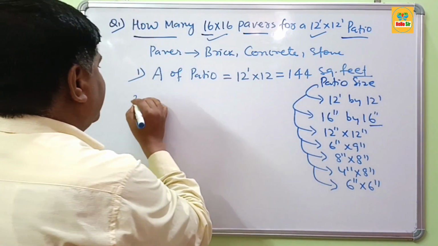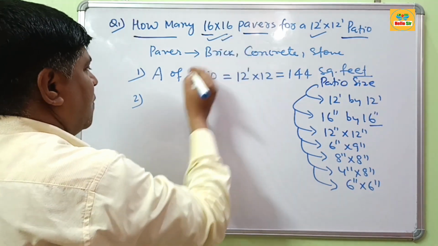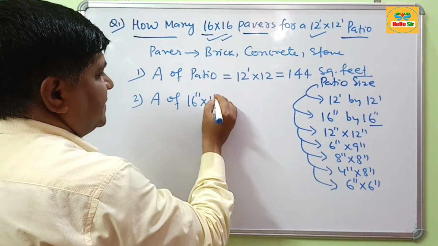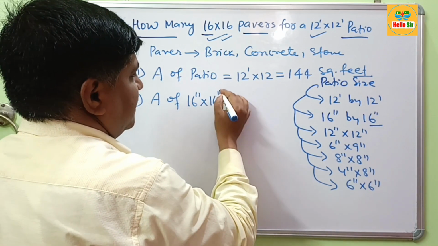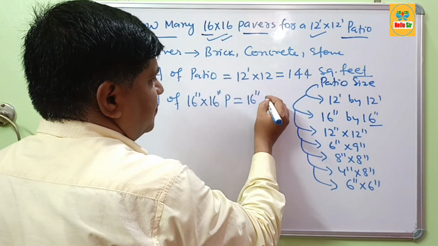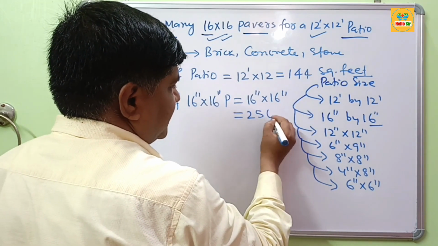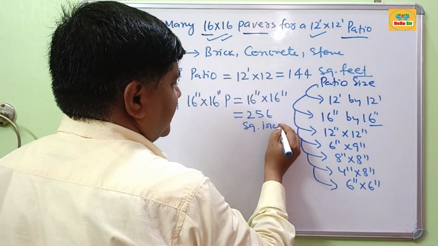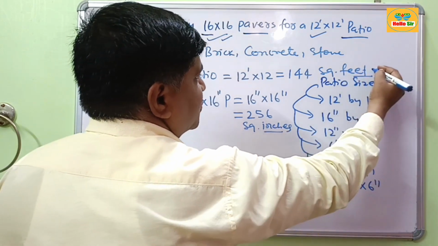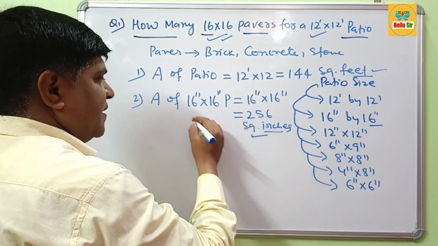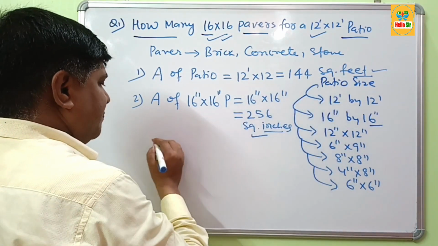And what is the area of one paver block? The area of a 16 inches by 16 inches paver is equal to 16 inches times 16 inches. This comes to about 256 square inches. Here is the area in square feet, and here is the area in square inches. That's why it needs to be converted to square feet.